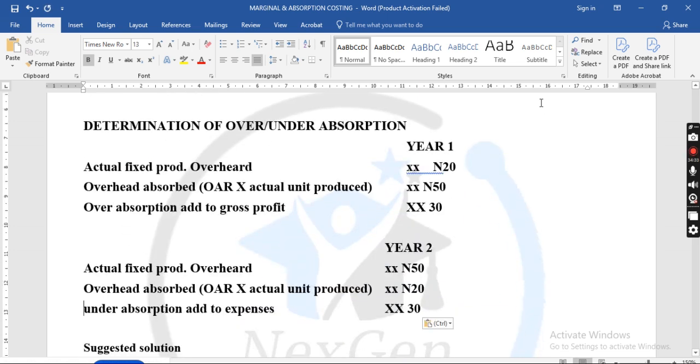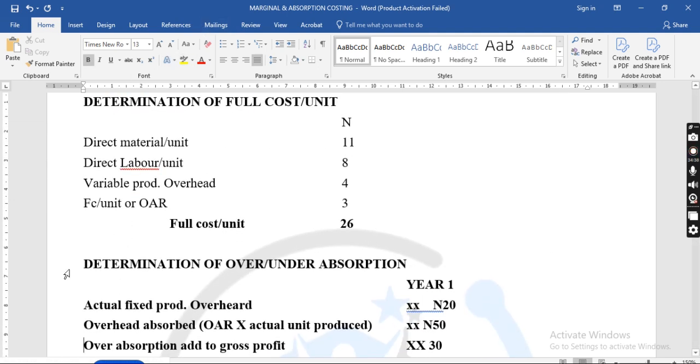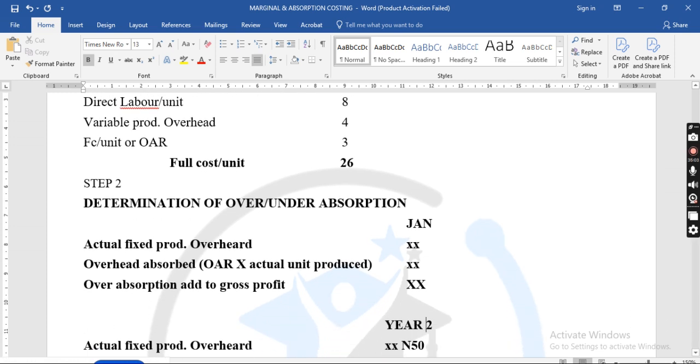So we will now have January and February, right? Step 2. So let me clean this. January and February. Okay, you're coming. February and January.